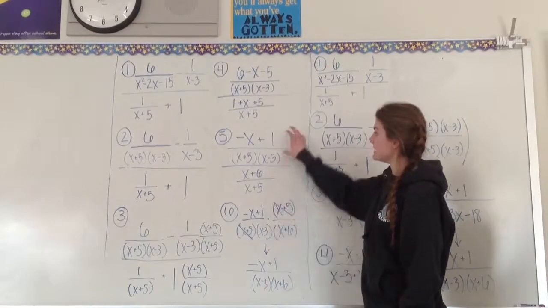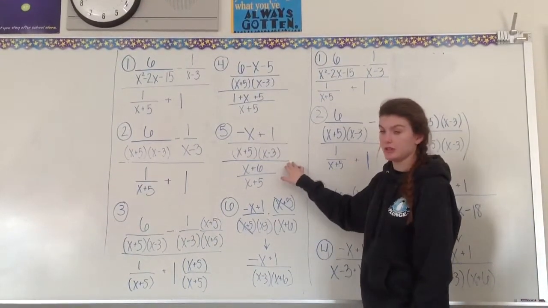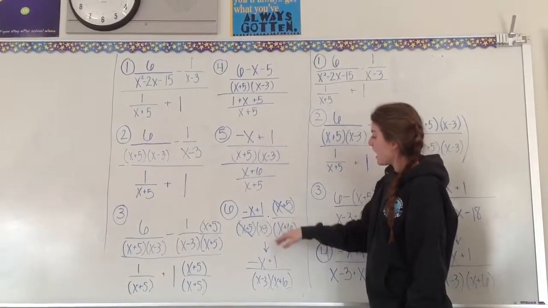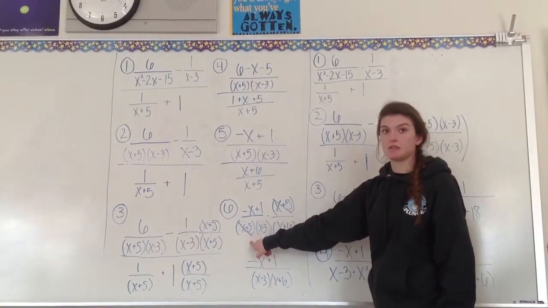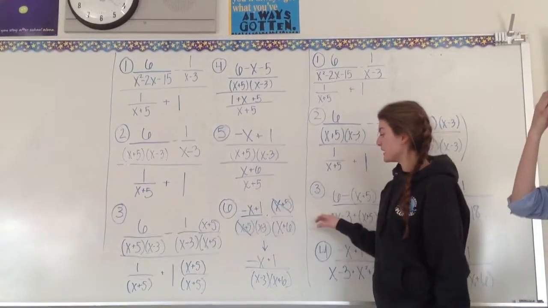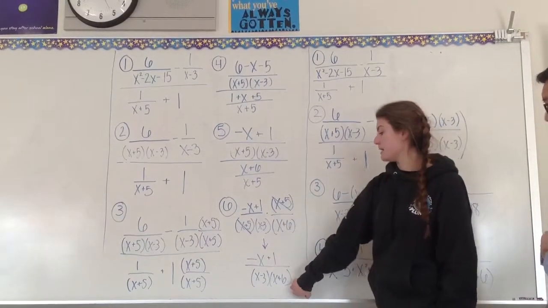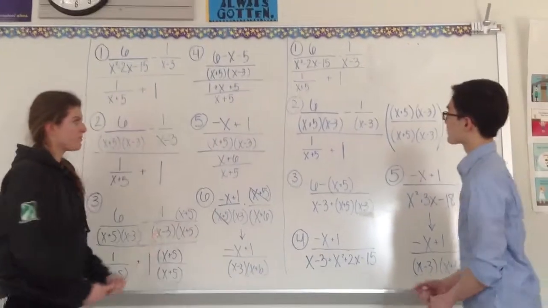The next thing I did was keep my numerator the same, change my division sign to multiplication, and flip my bottom fraction. So I'm multiplying by the reciprocal. I noticed that the x plus 5 on the top here canceled out with the x plus 5 on the bottom there. So after I multiplied it out, I was left with negative x plus 1 over x minus 3 times x plus 6. That is correct. Now, Tian, care to show how you did it?